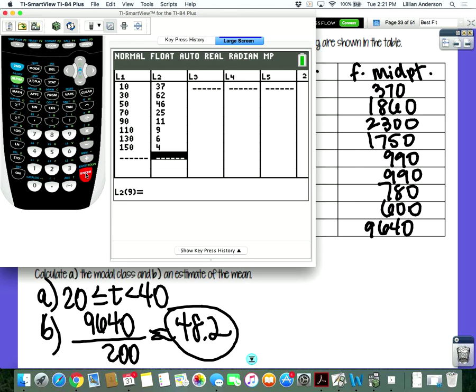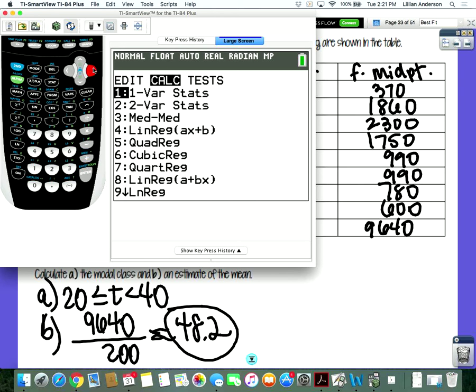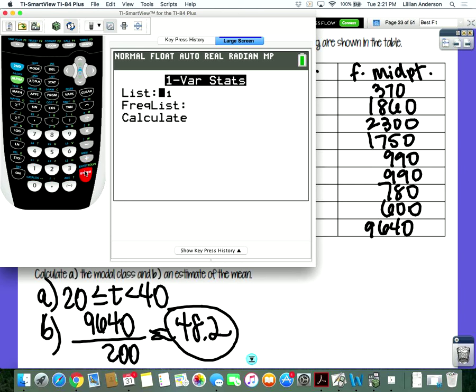Now, what you want to do is go to stats, go over to calc just like before. But this is going to be a little bit different from the data where there was just one piece of data, just like your times or just like the number. We have 2 things we have to worry about here. Not only do we have your midpoints, but we also have your frequencies. So you're still going to go to 1-Var Stats. And I'll do it both ways.